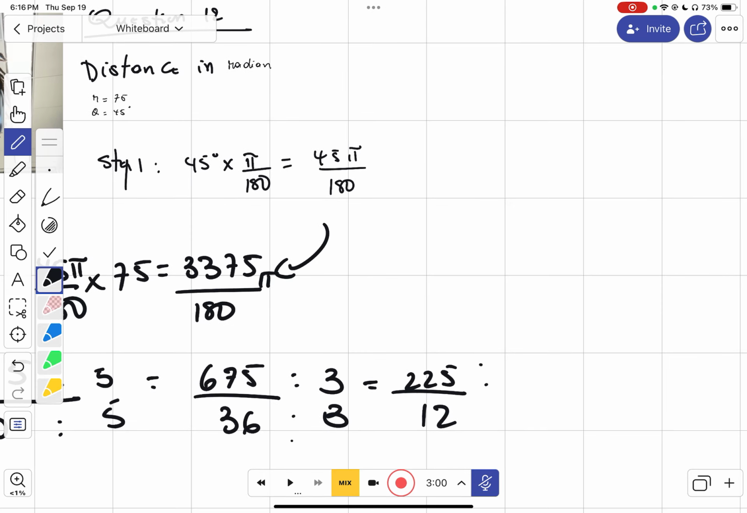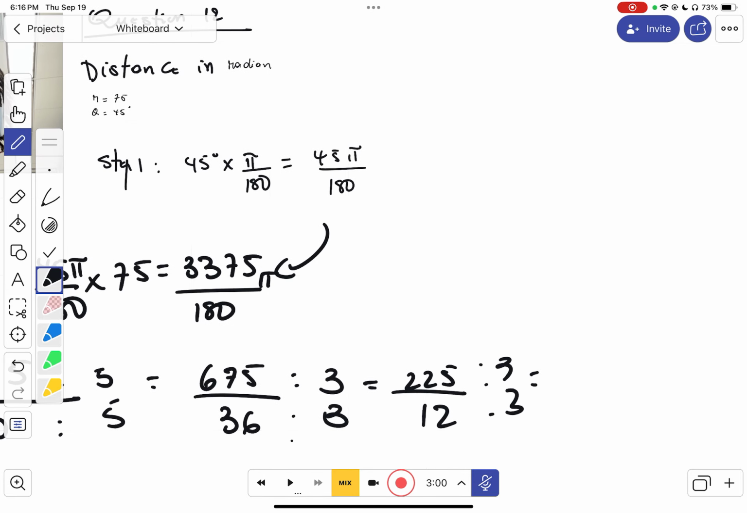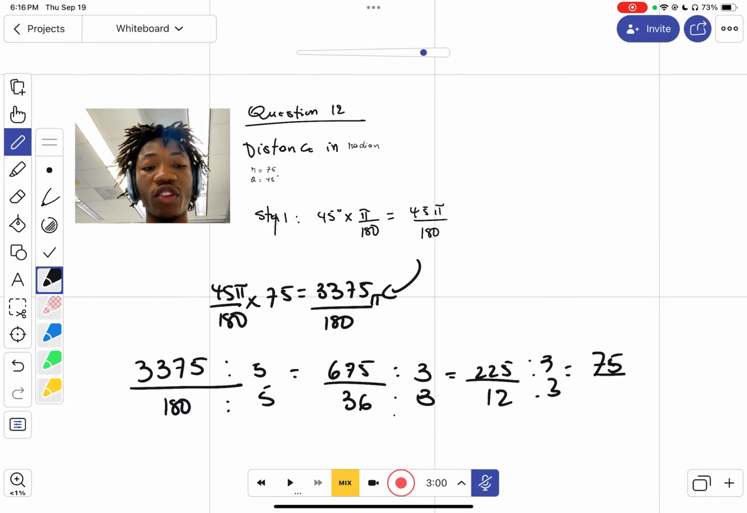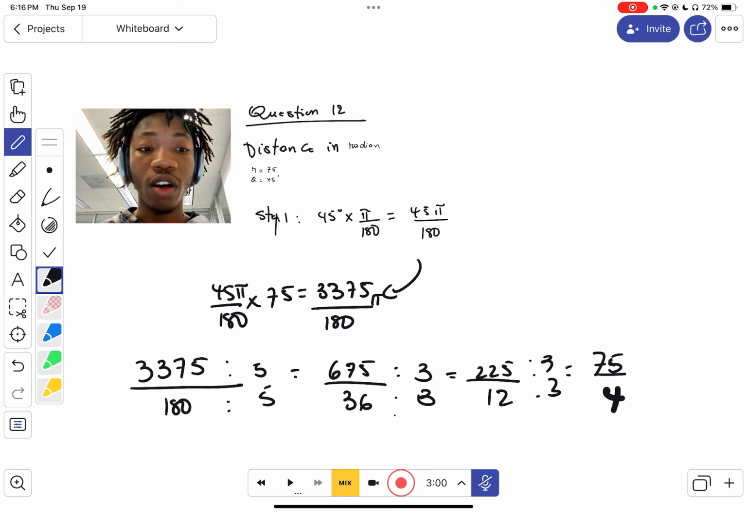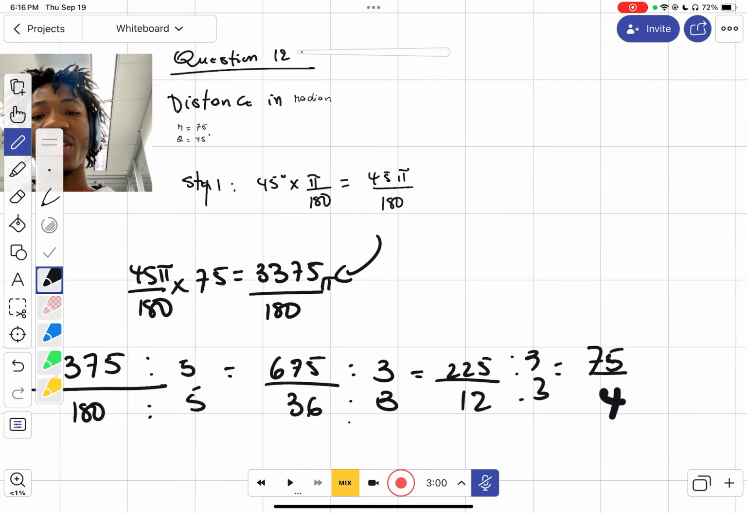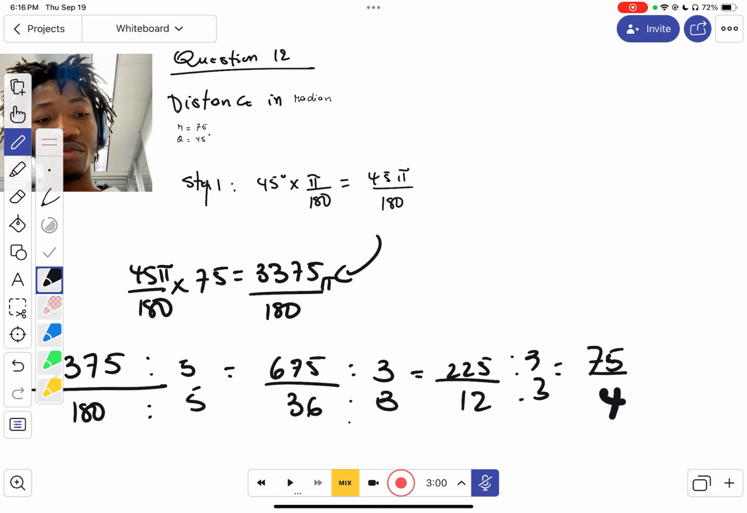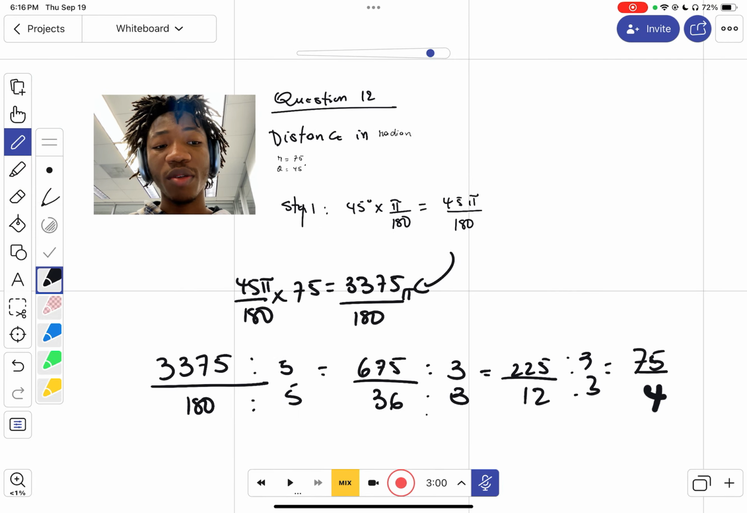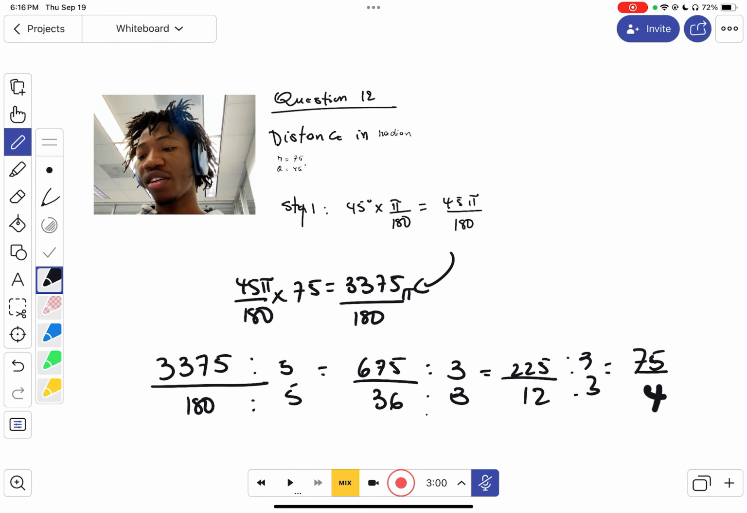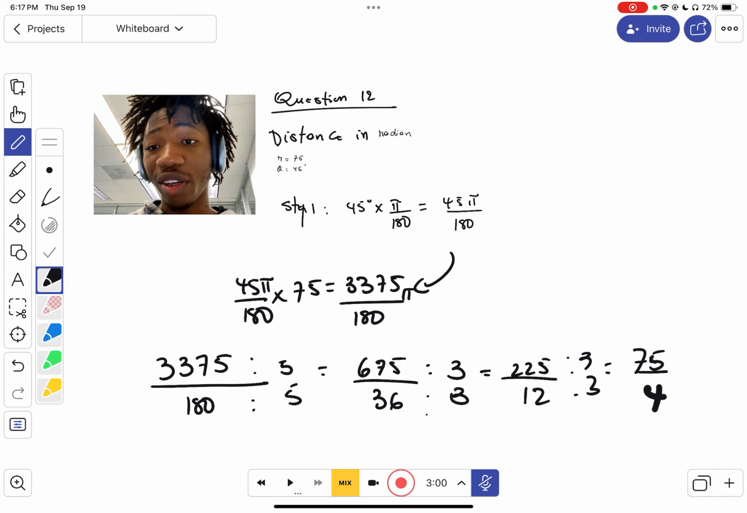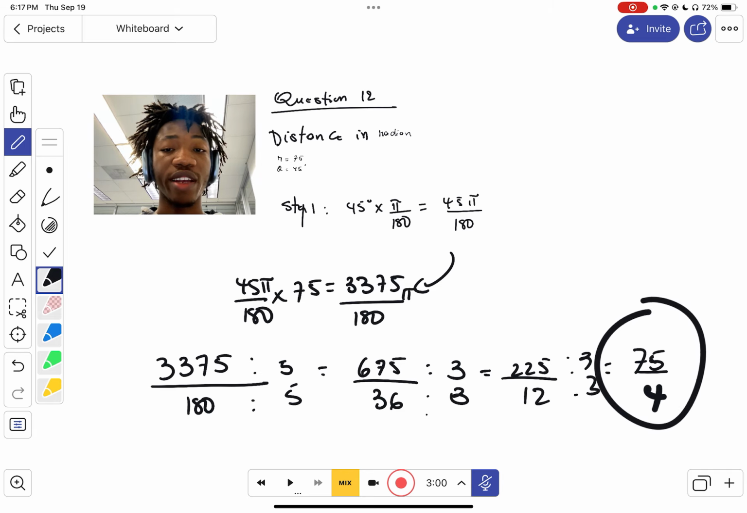And I think we can go with 3 again. So we do 225 divided by 3, so it's going to be 75. And then you're going to have your 12 divided by 3, which is going to give you 4. And I think that's pretty much it. You cannot reduce this anymore, unless you do 75 divided by 4. Well, you can, but it's going to give you a decimal, and they want a ratio, they want a fraction. So this is going to be the answer for step one.